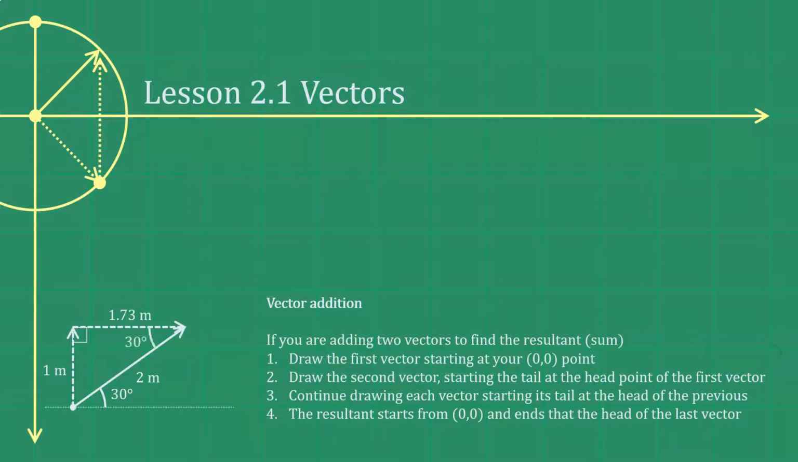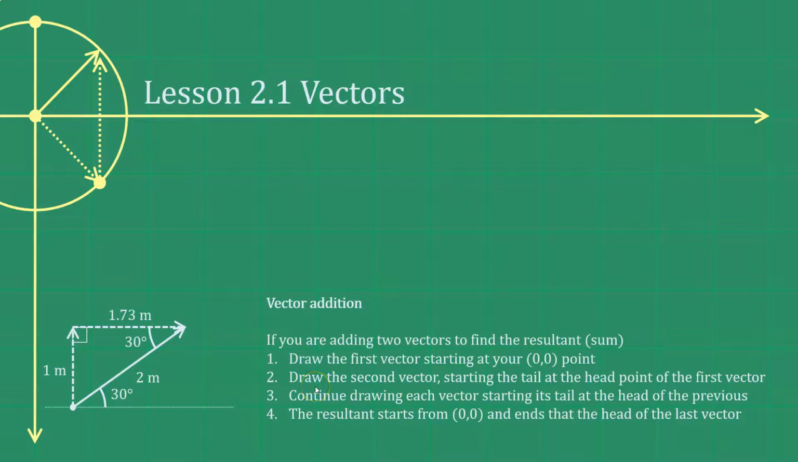I also want to point out that this interior angle in my triangle is 30 degrees as well. Get used to recognizing alternate interior angles like this, because being able to recognize these will help you to solve vector problems. We're going to see another instance of an alternate interior angle by the end of this lesson.